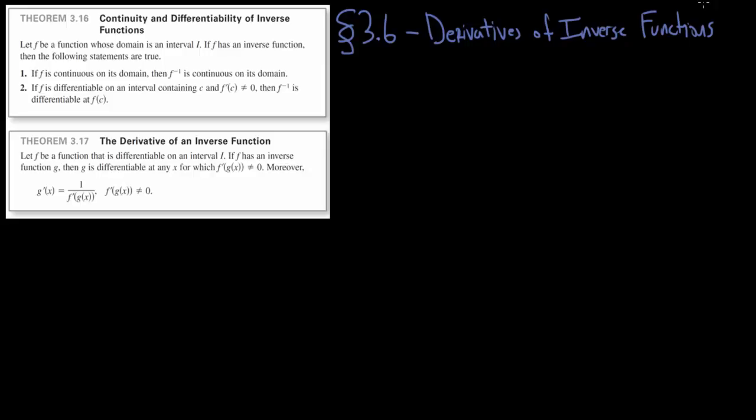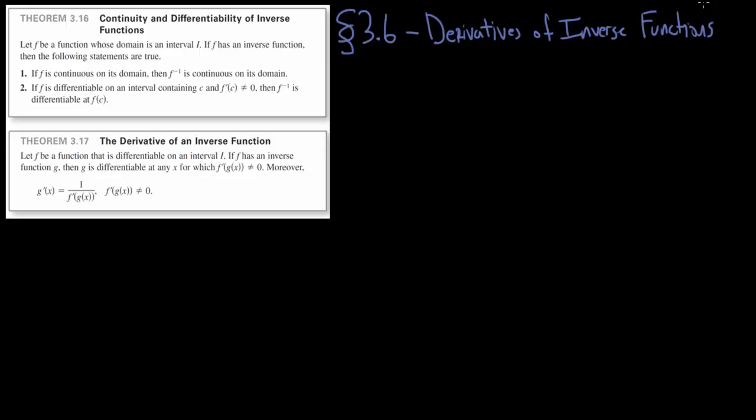Here are the main results. Essentially, Theorem 3.16 says if f is continuous, then f inverse is continuous. Now we do have to recall that in order for a function to have an inverse, it has to be 1 to 1. So if a function is 1 to 1 on an interval, then it has an inverse. Likewise, if f has an inverse and it's differentiable on some interval, then f inverse will also be differentiable, assuming that the derivative is not 0.